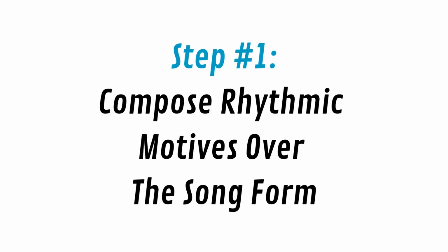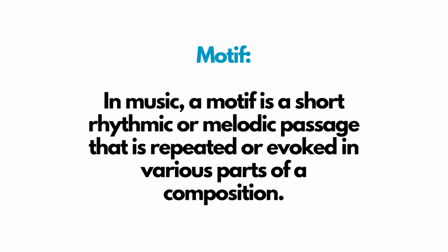All right, let's jump right into this. We're going to do this exercise in 2 steps. Step number 1 is to compose rhythmic motifs over the song form. First of all, let's define what a motif is. In music, a motif is a short rhythmic or melodic passage that is repeated or evoked in various parts of a composition. So when we're talking about motivic development, we're talking about taking these little ideas and developing them further. You'll totally get what I'm talking about in a second in case this is a foreign subject to you.